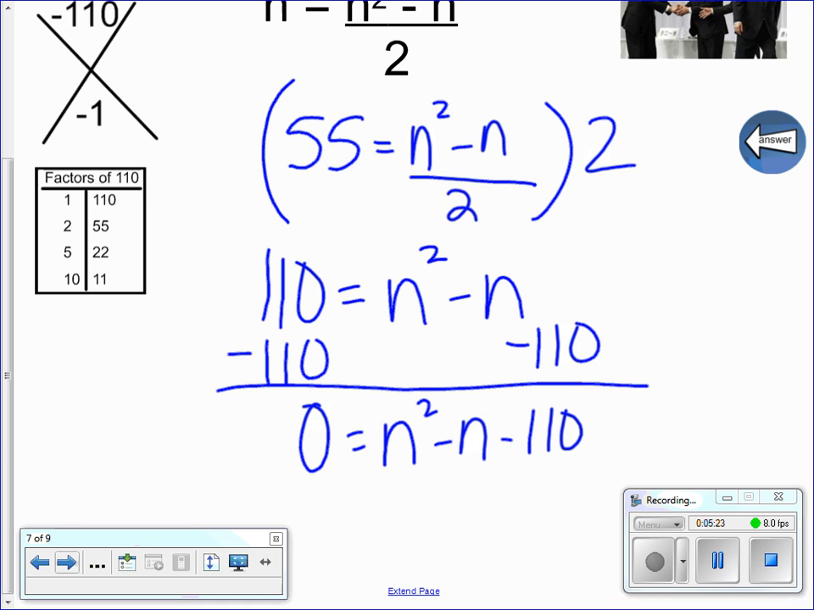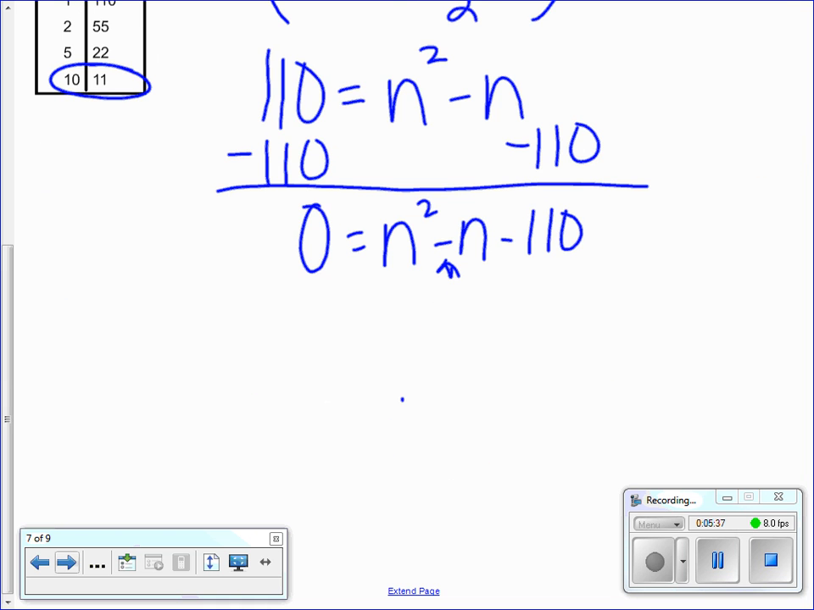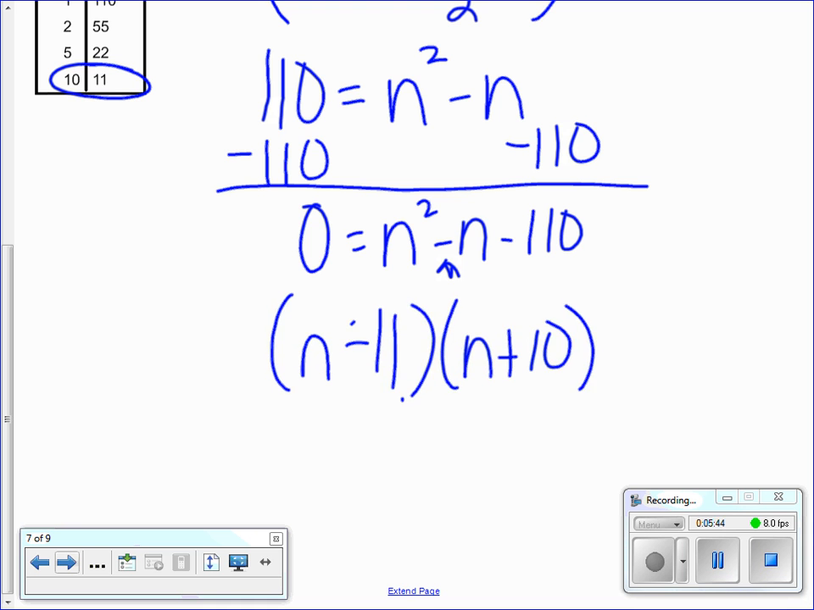The only way I can get that is by 11 and 10. One of the numbers has to be negative and one's positive. Since this is negative, the 11 is going to have to be negative. So n minus 11 times n plus 10. Sorry, I factor it, now set them to 0.